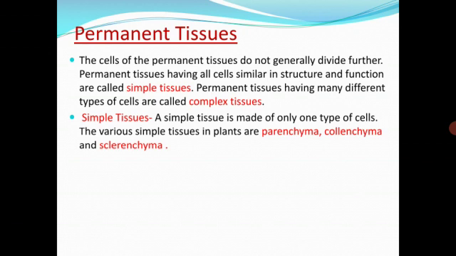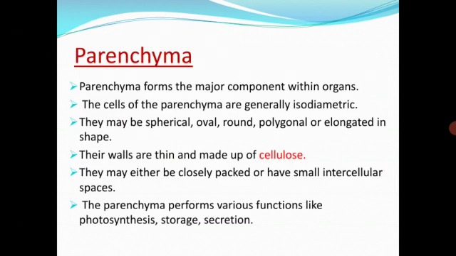In simple tissues, the tissue is said to be homogeneous because it is made up of similar types of cells, whereas complex tissues are said to be heterogeneous because they are made up of different types of cells. Simple tissues, as I told you, are made up of only one type of cell. The various simple tissues in plants are parenchyma, collenchyma, and sclerenchyma. One by one we will discuss this.